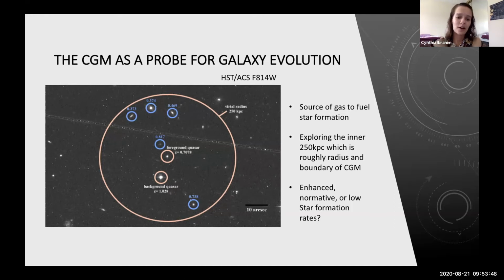And then we have galaxies here that I circled in blue. One of them, most notably the one on the bottom right, is at redshift 0.73. That's within the range of our quasar that we really want to focus on. So that's of importance, as we'll see later on.